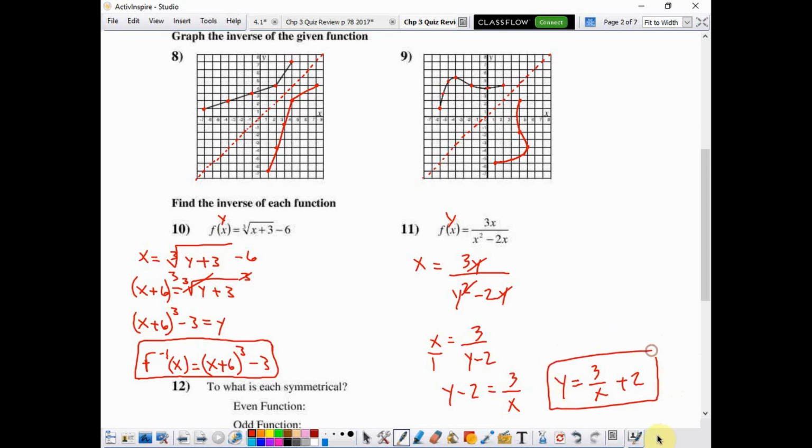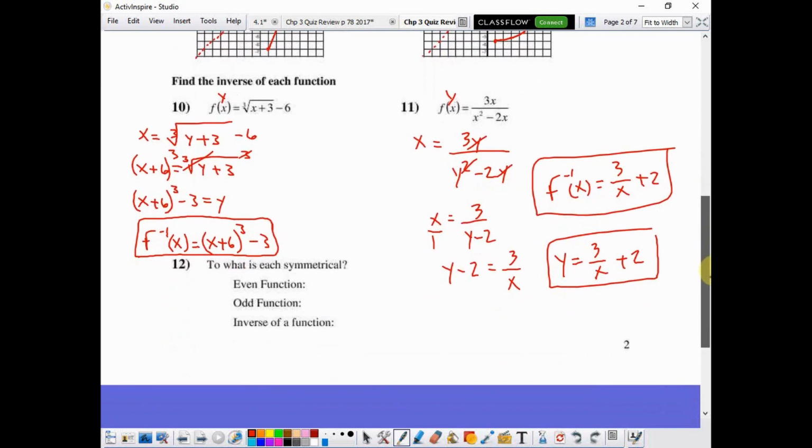That is my inverse. In function notation, f inverse of x is 3 over x plus 2. They both mean the same thing. The second one here is function notation. An even function is symmetric about the y-axis. An odd function is symmetric about the origin. And a function and its inverse are symmetric about y equals x.